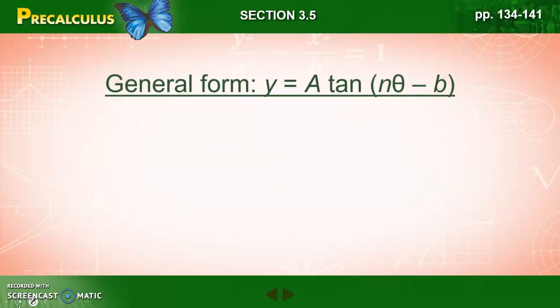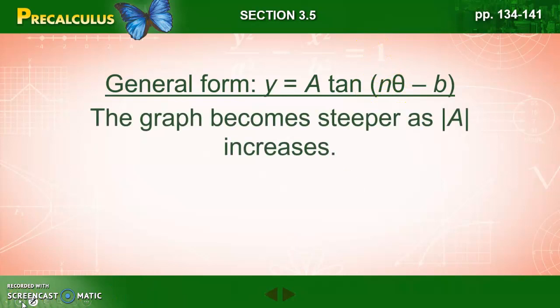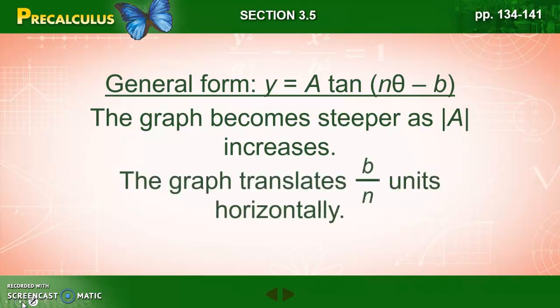The general form for the tangent function is this: y equals a tan n theta minus b. The graph becomes steeper as our amplitude increases. The graph will become steeper. If you want to play around with that in your graphing calculator and see how that changes, that will be a really good visual. And our graph translates b over n units horizontally.